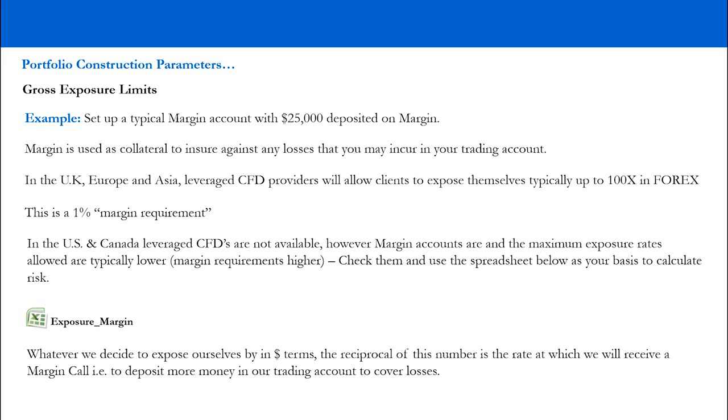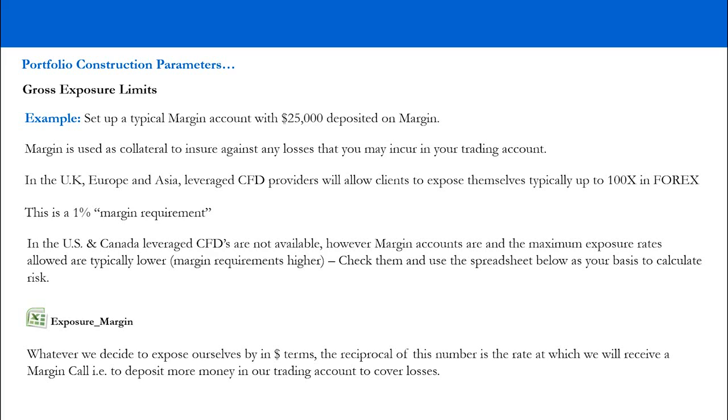So we've got in the download section a spreadsheet called exposure margin. If you download that, you'll be able to get a table or several tables that are going to help you analyze your overall risk in terms of your margin and your exposure rates. Now, whatever you decide to expose yourself by in dollar terms, the reciprocal of this number is the rate at which you're going to receive a margin call.